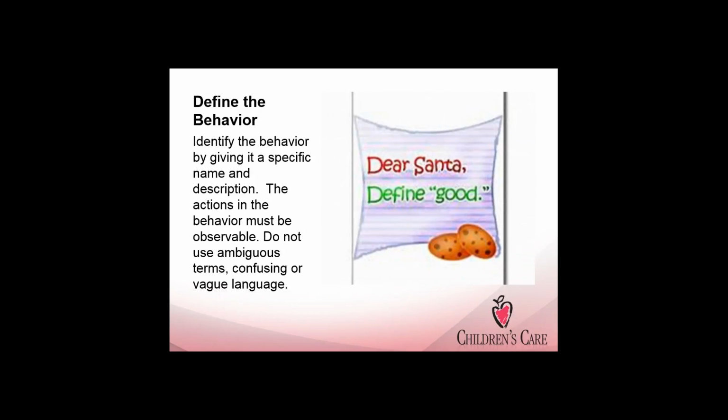So the first one is define the behavior. You want to identify the behavior by giving it a specific name and description. The actions in the behavior must be observable. You don't want to use vague or confusing terms. So if you put down aggression, well, what does that aggression look like? Is it hitting? Is it kicking? Is it biting, throwing objects at people? Those types of things. Be specific.